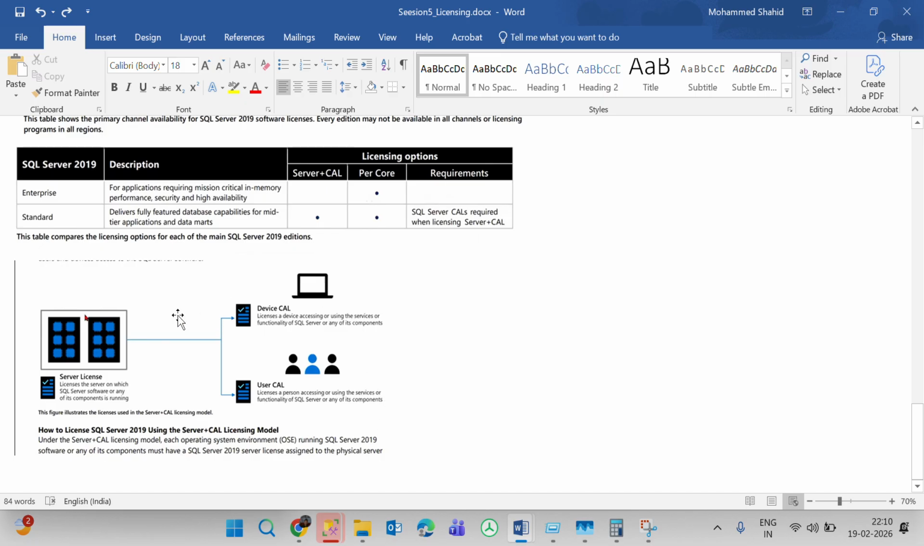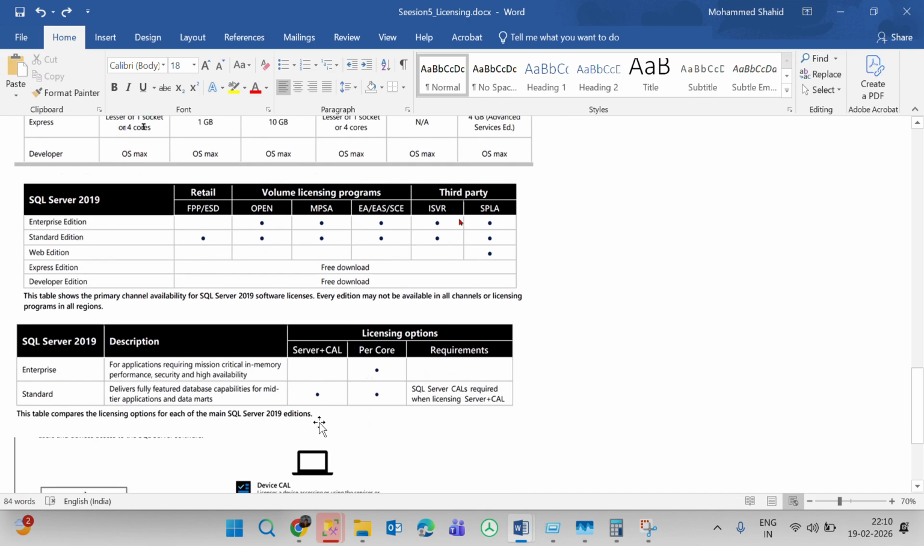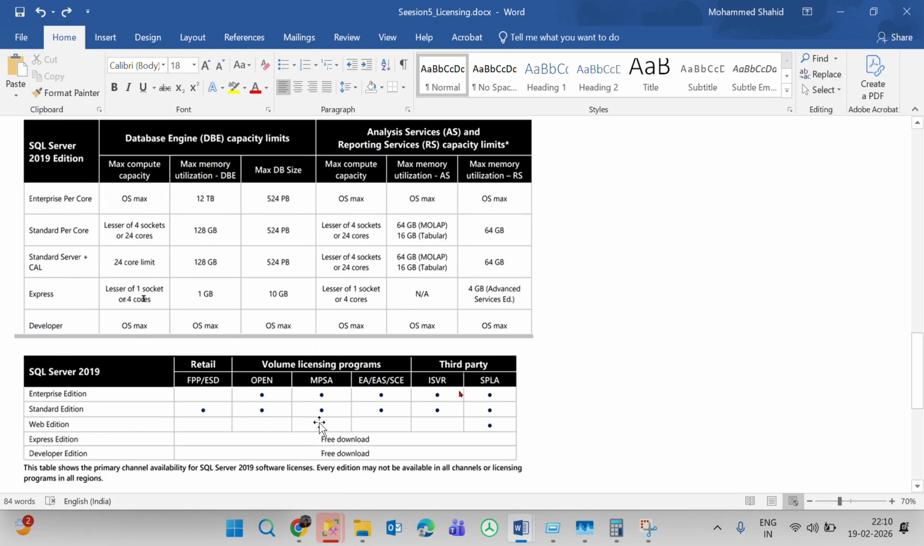This is the thing I just want you to know, so don't scratch your head more on this. You have to know more about enterprise and standard edition than this CAL based licensing. I am letting you know just for your knowledge. That's it for today's class, and we'll be discussing this more in upcoming videos. Also I'm going to introduce installation basics in my next video.